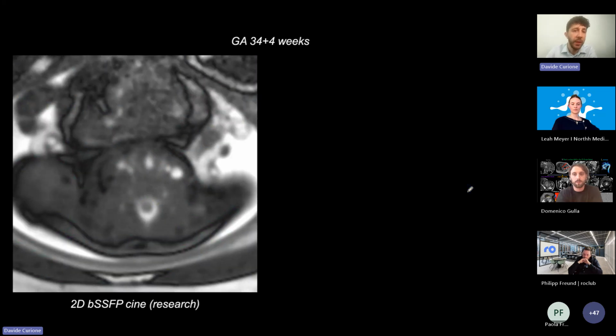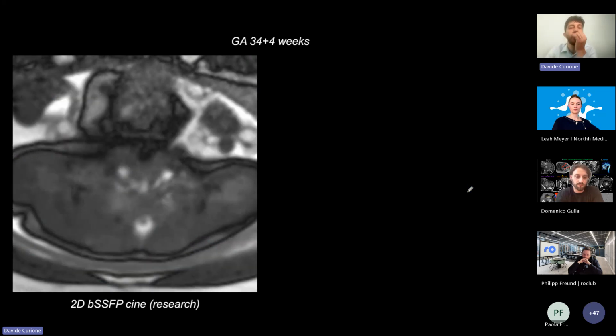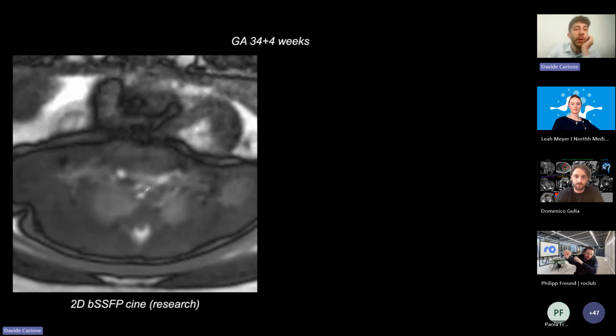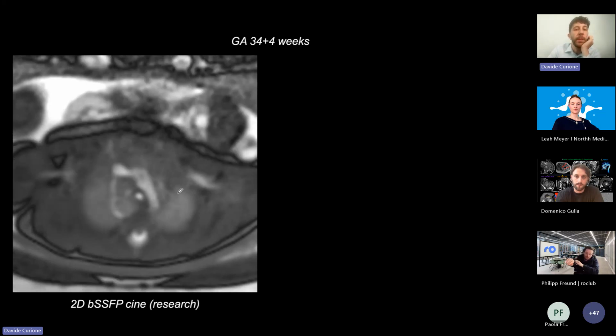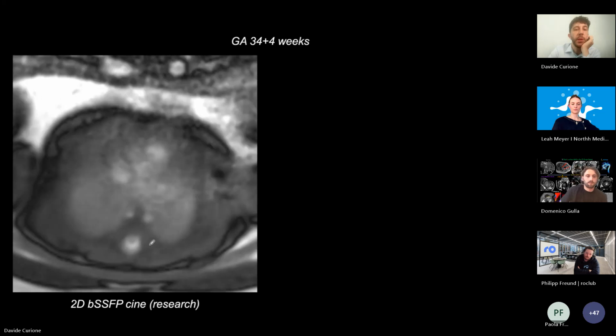And this is the last case of tetralogy of Fallot, where you can see the hypoplasia of the pulmonary arteries.